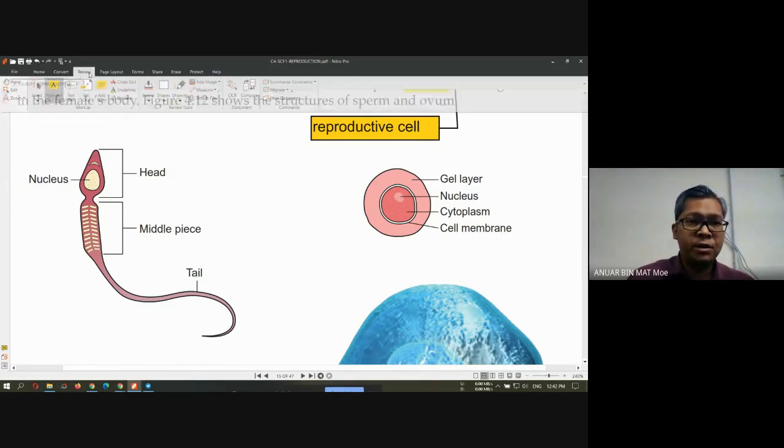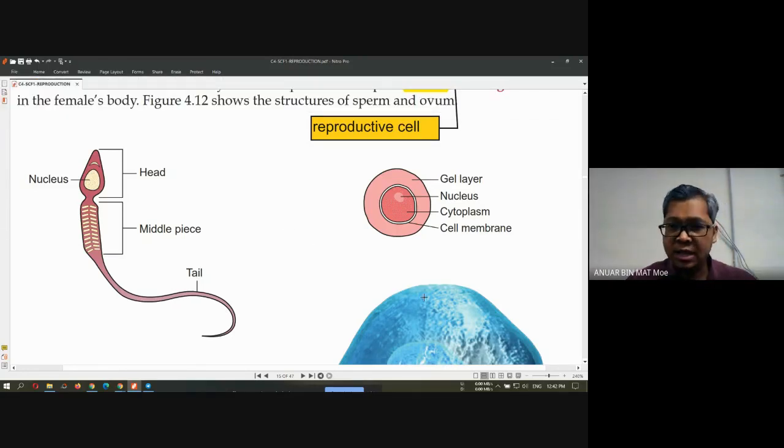This is the sperm, but the picture here is not according to size. If you look at the picture right now, on your left is the sperm and on your right is the ovum. Actually, the ovum is much bigger than the sperm, so it is not accurate. Please remember that it is actually a different size. In the sperm, the male gamete, there is a nucleus, and the parts are called the head, the middle piece, and the tail.